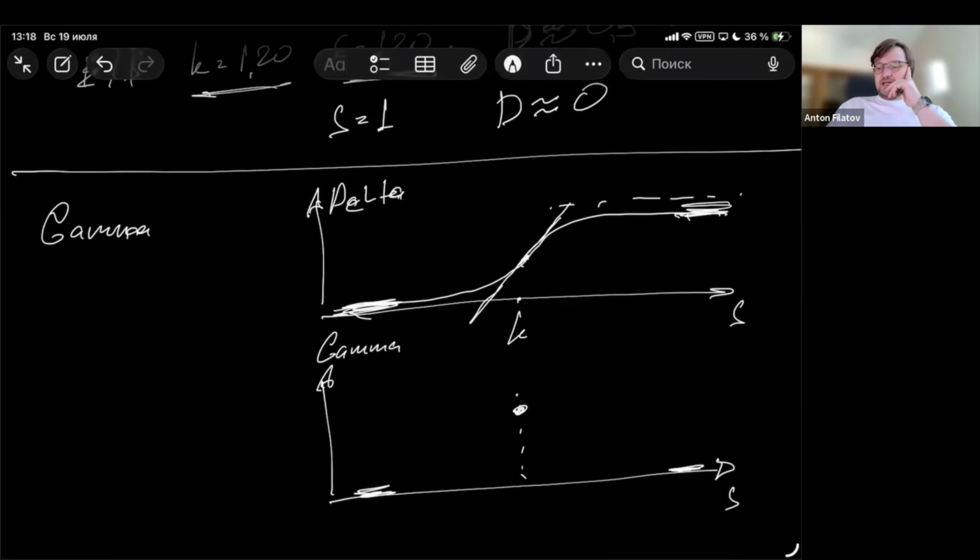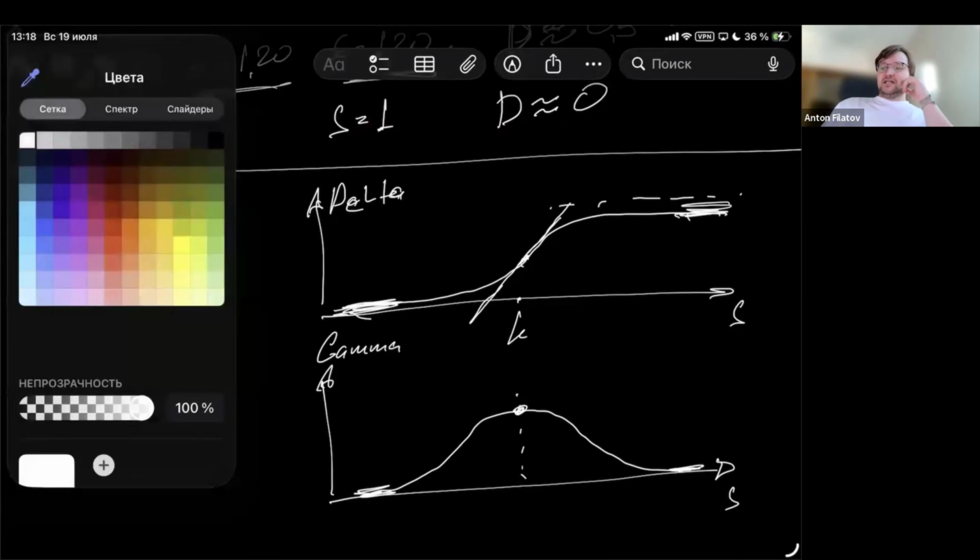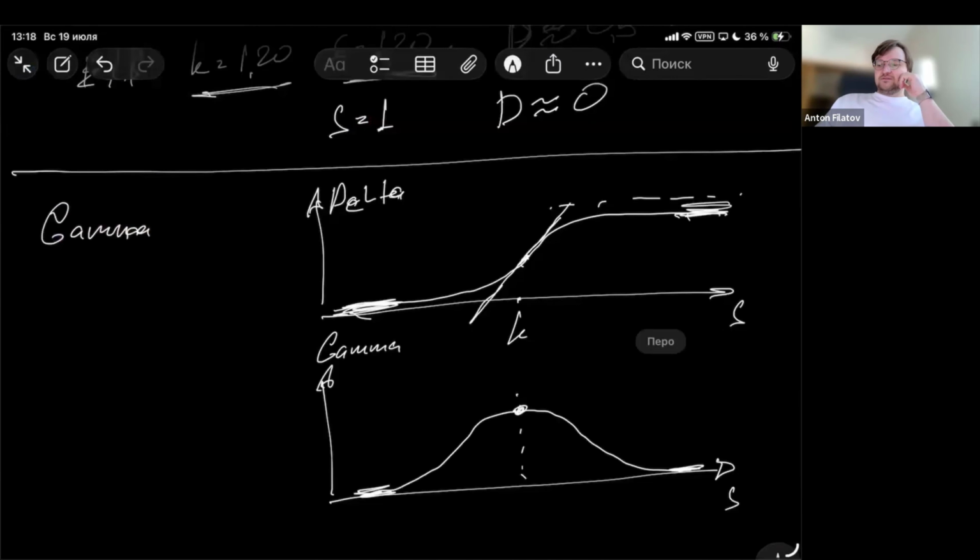So you should have something like a bell curve graph, right? Just as a derivative of the upper graph. The gamma looks like a bell curve.